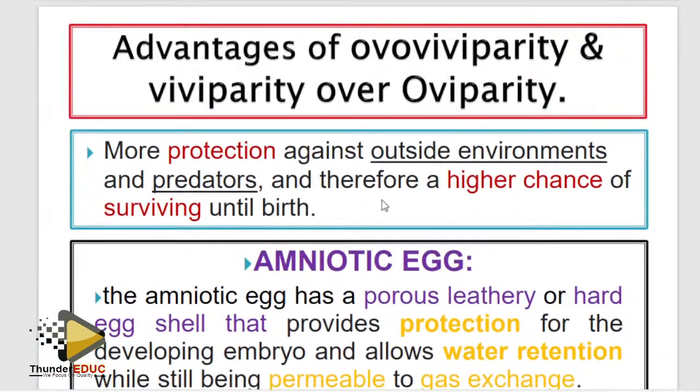Just know the one advantage of external fertilization and internal fertilization. Internal brings about internal development, and for external, there is a high chance of fertilization. With internal development, there is a high chance of the organism to survive.